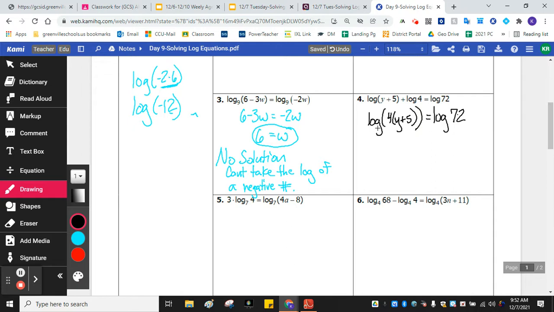The log is a function that will do the same thing. So since they're both log, we're just going to set what's inside equal to each other. And so then you have 4y plus 20 equals 72. Solve it by subtracting 20. 4y equals 52. Divide over by 4, you get 13.